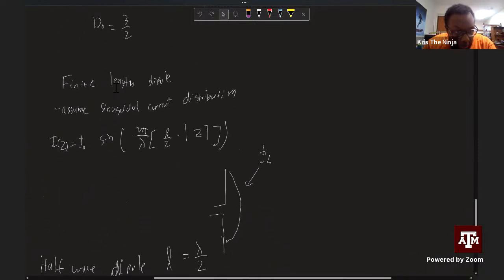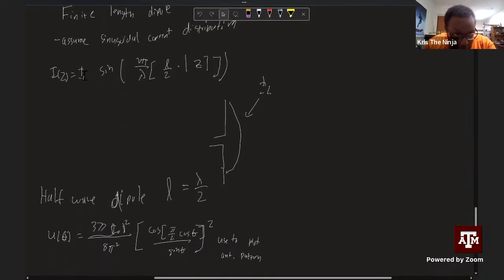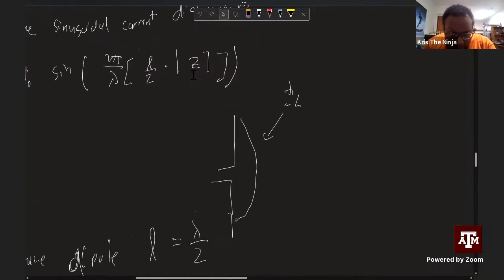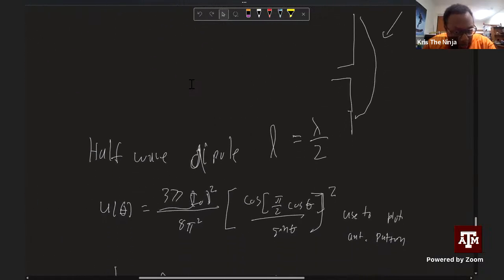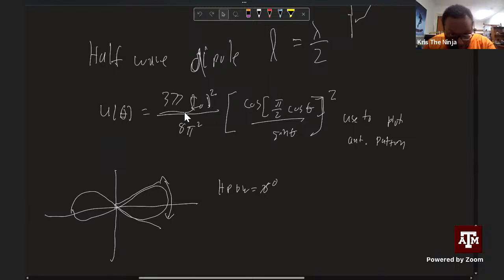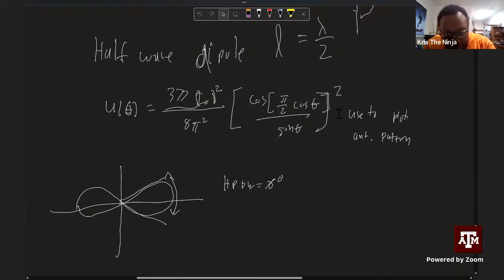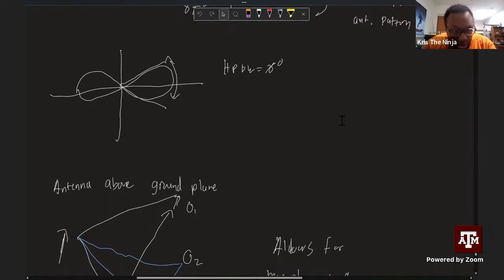Finite length dipole, assume a sinusoidal current. So I(z) is I naught times sine of 2 pi over lambda times (L over 2 minus the magnitude of z). Yeah, magnitude of z. There's a half wave dipole, which is L equals lambda over 2. 377 times I naught squared over 8 pi squared times cosine of (pi over 2 cosine theta) squared over sine theta squared, used to plot the pattern.